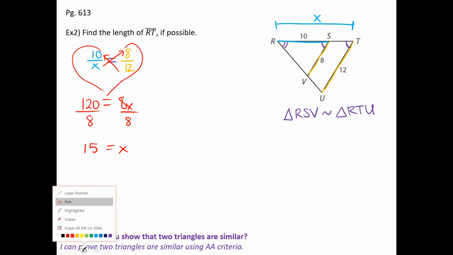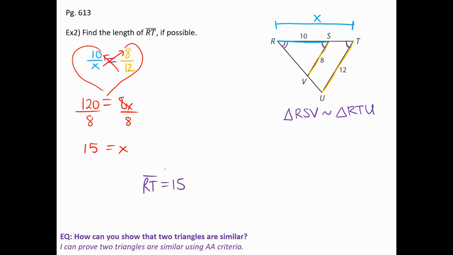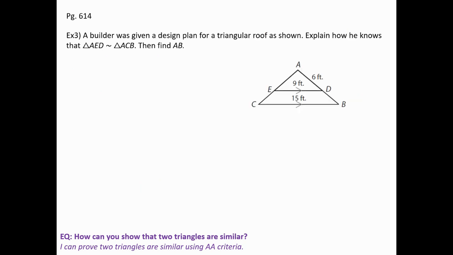If I wanted to be slightly more clear, I could specifically, to answer the question, say, oh yeah, RT is 15. It's not really a necessary step because we labeled RT as X, but if you wanted to, you could. On to the next one.